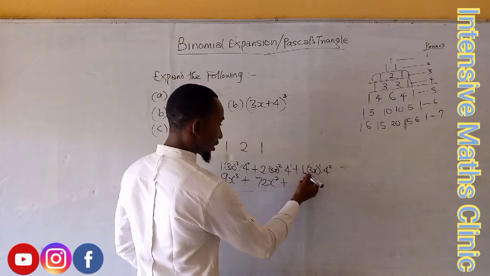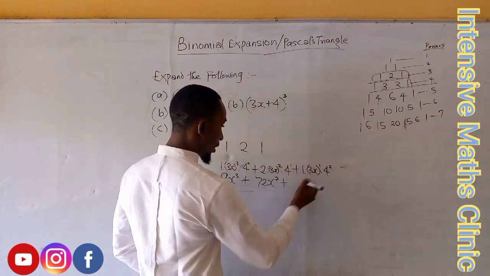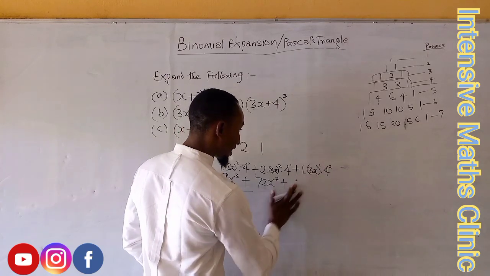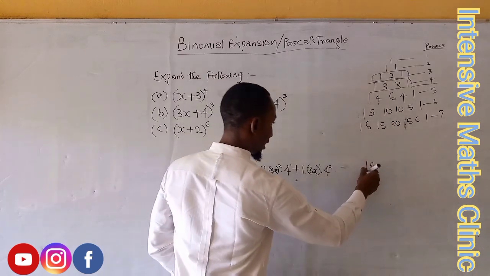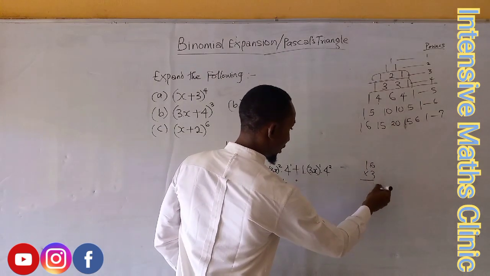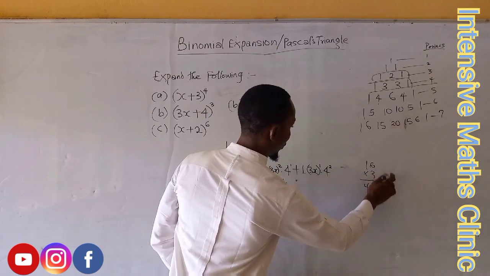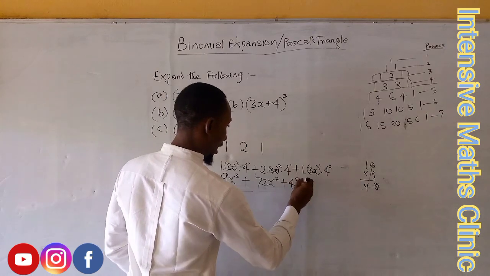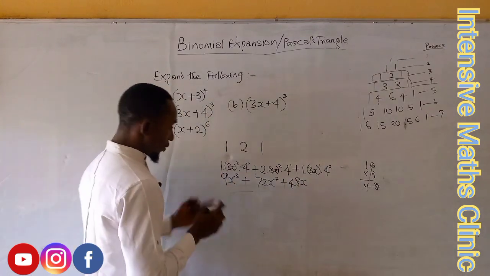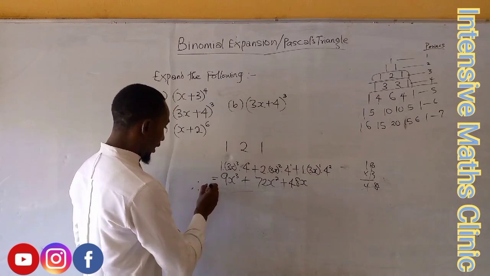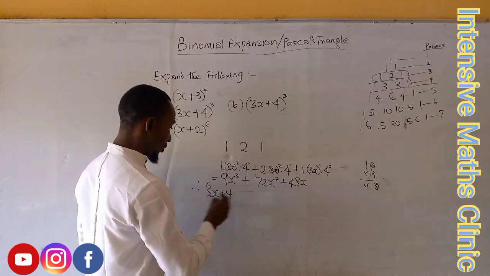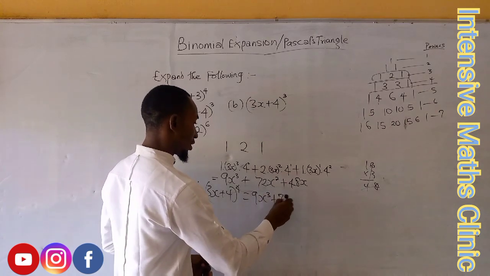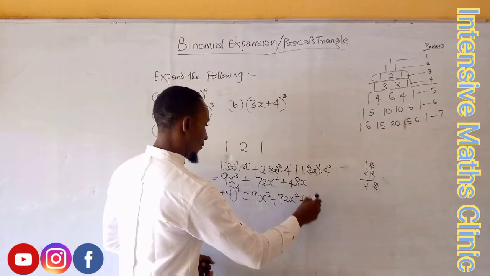4 raised to the power of 2 is 16. 16 times 1 is 16. 3 raised to the power of this is what? That is 16. 16 times 3 is 48. So 16 times 3 is 48x, is it. So from here we say therefore 3x plus 4 raised to the power of 4 is equal to 9x raised to the power of 3 plus 72x raised to the power of 2 plus 48.